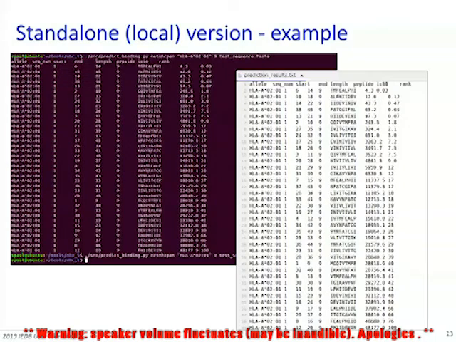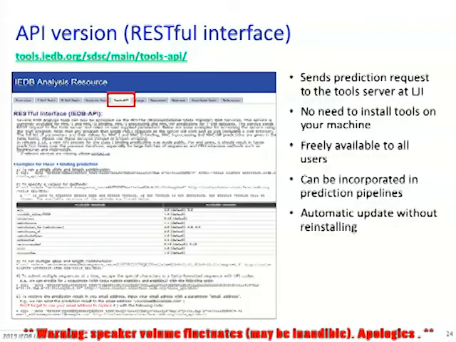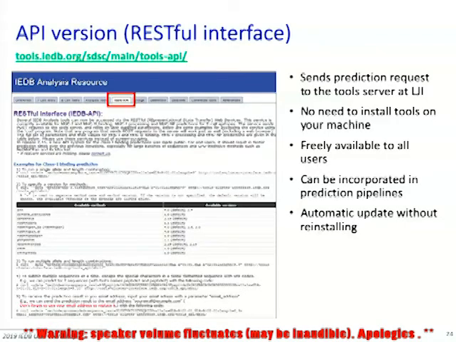Just report it. So you should be getting exact same results on web version and the standalone local version, all the different versions. So you can take this further and you can do all the analysis for the screening, filtering, and everything, all the analysis. And the other version is Tools API or RESTful interface.